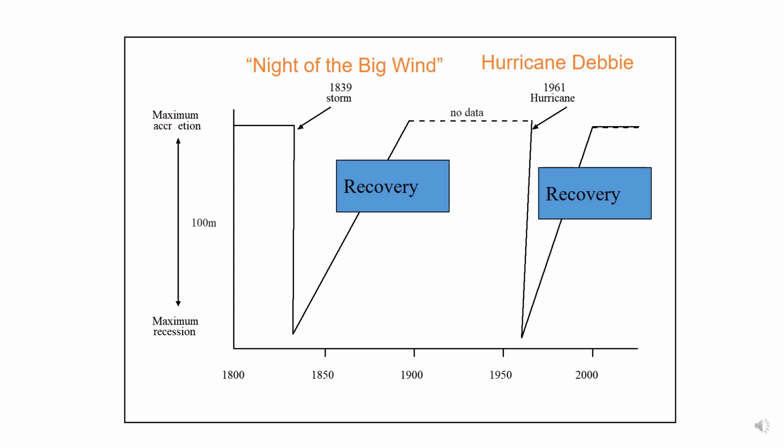So then in 1961, we had a similar, if not higher energy event called Hurricane Debbie. And that actually knocked the coast back to the 1839 position after the Night of the Big Wind. And again, the coastline slowly recovers again. So every so often, big events come along and change the coastline dramatically, but the coastline normally will recover again.